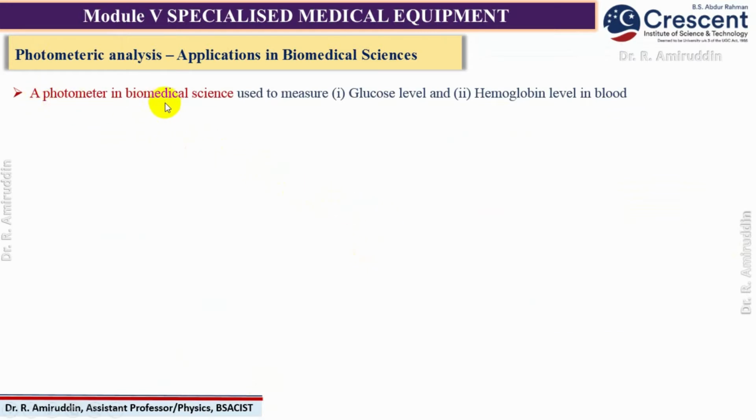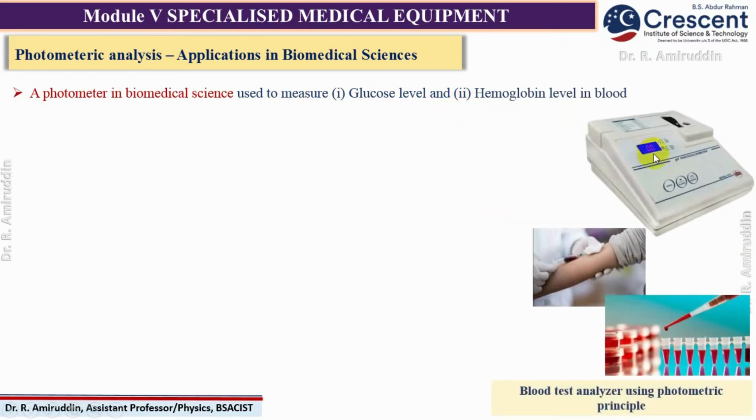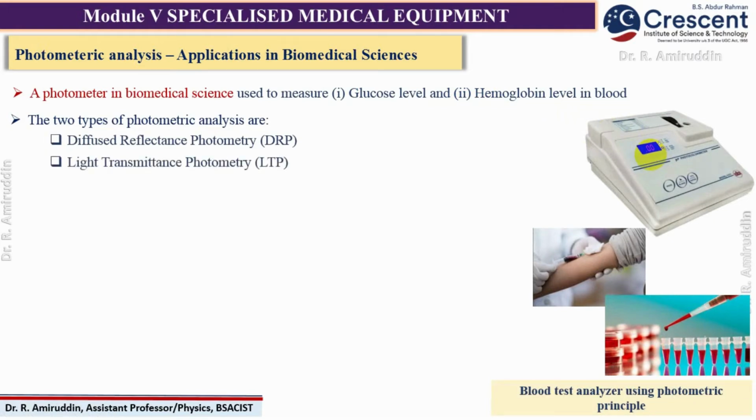A photometer in biomedical science is used to measure the glucose level as well as the hemoglobin level in the blood. We could have seen this kind of photometer in any clinical laboratory, and let us understand the basic physics of how it works based on Lambert's law. There are two types of photometric analysis in the instrument. The first one is diffuse reflectance photometry, DRP, and the second is light transmittance photometry, LTP.